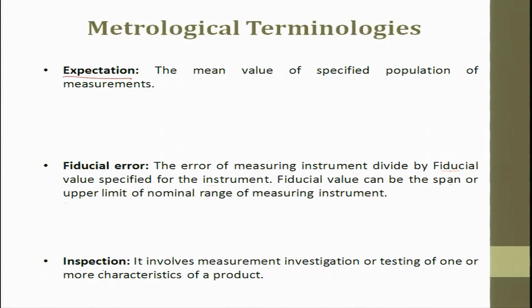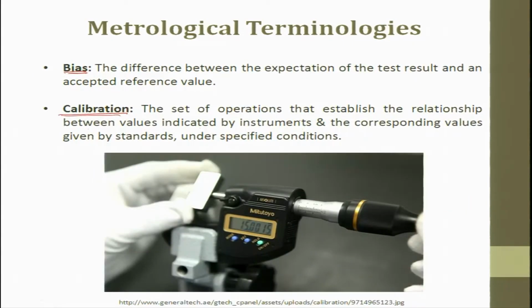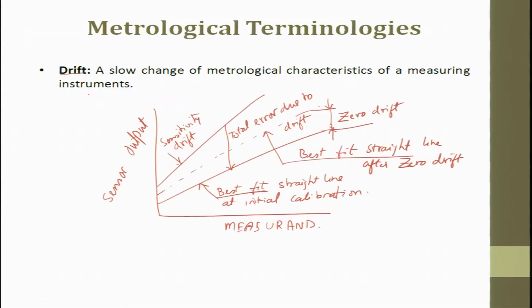What is inspection? As we already saw, it involves measurement, investigation or testing of one or more characteristics of a product. We are now seeing a lot of terminologies, so let me quickly recap. We saw accuracy, reference value, original value, then bias, then calibration, then confirmation. Confirmation is nothing but a set of operations required to ensure that an item of measuring equipment is in a state of compliance with the requirements of its intended use. Then we saw correction, then drifts.